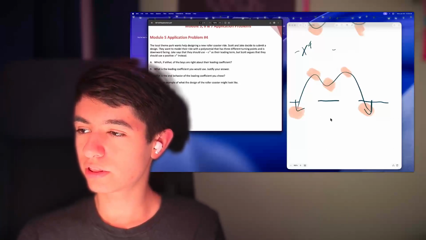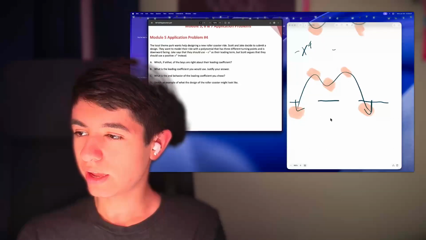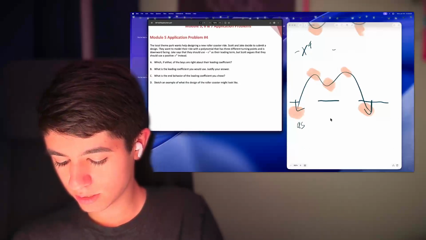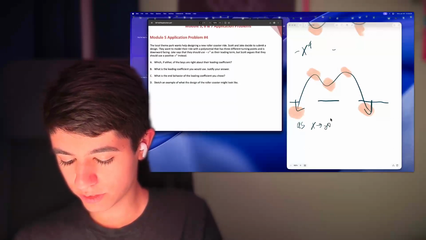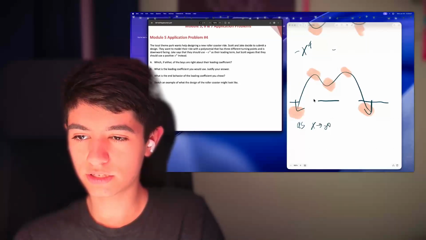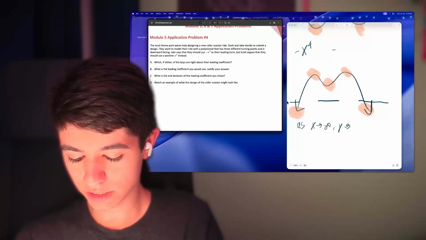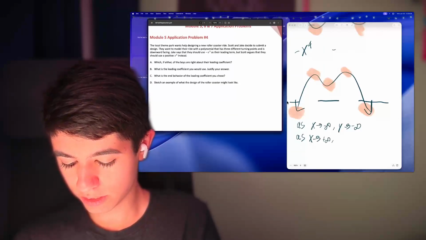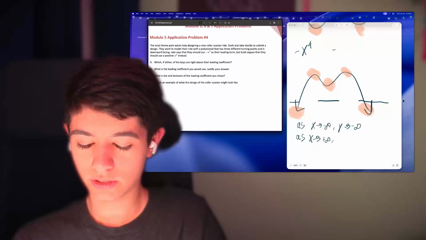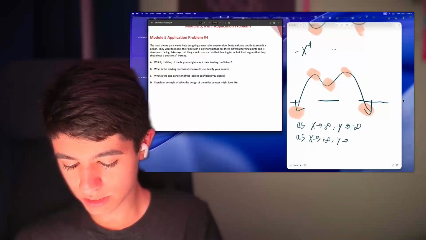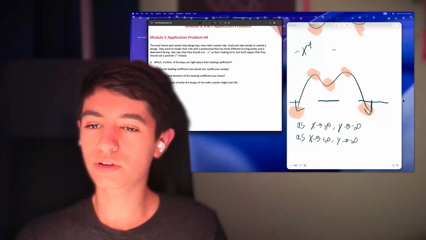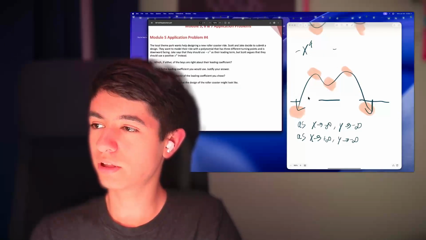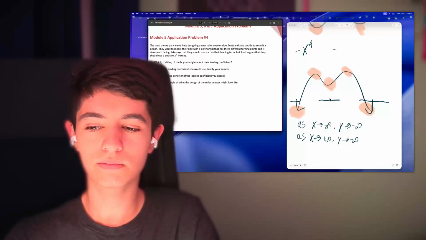So this meets both of the requirements, and the end behavior of the thing that I chose would be as x approaches negative infinity, so x is going this way, y also approaches negative infinity, and as x approaches positive infinity, so as x goes this way, y also approaches negative infinity. So this roller coaster is downwards facing and it has 3 turning points. And this is a sketch of the example. So that is Module 5, application problem number 4, done.